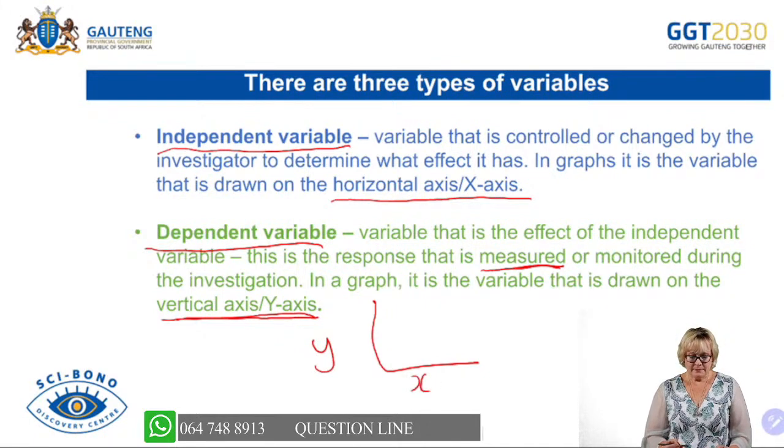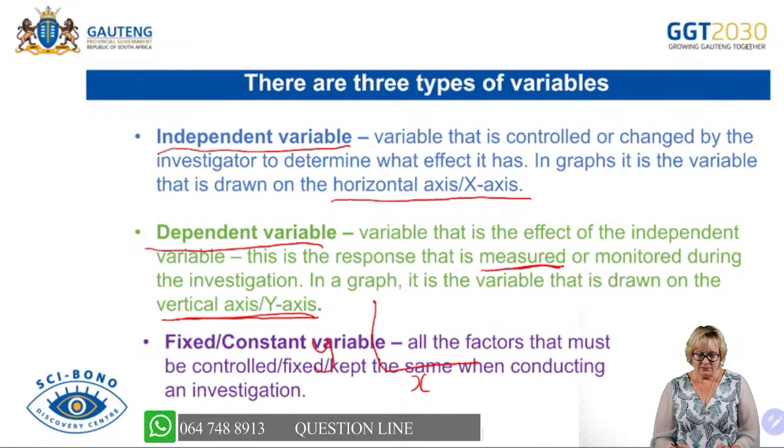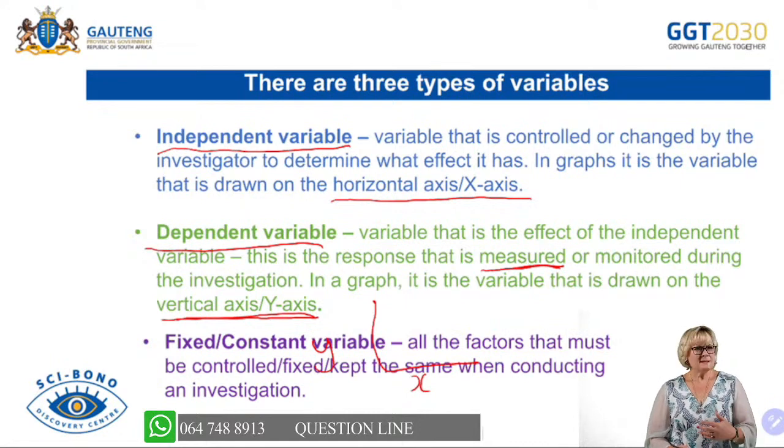All right. And then the third one is the fixed variable or the constant variable. All the factors that must be controlled, fixed, kept the same when conducting an investigation. So, remember now, like I said, we will not ask you, give the definition, what is an independent variable, what's a dependent variable, what is a fixed variable or a controlled variable. But what we will do is, we will give you a scenario and then we're going to ask you to identify these variables.